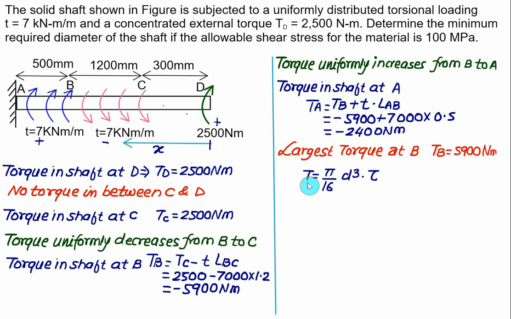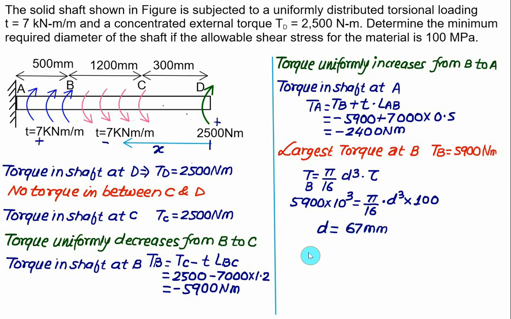So we have TB equal to pi by 16 into d cube into tau. Tau allowed is equal to 100. TB is equal to 5900 Newton meter, so we multiply by 10 to the power 3, equal to pi divided by 16 into diameter cube, with allowable shear stress equal to 100. Solve this, you will get the diameter D close to 67 mm.